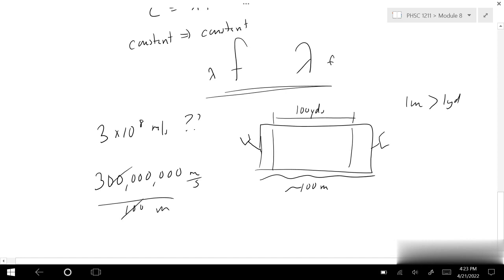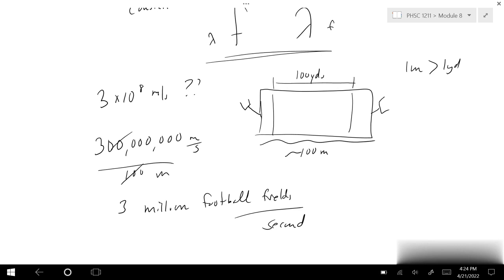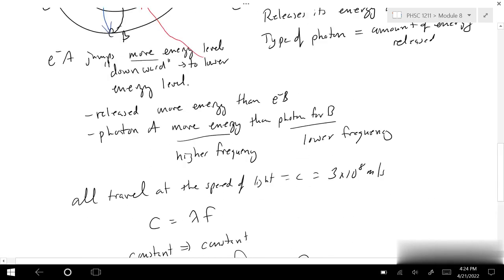If I take this and divide it by 100 meters, get rid of 2 zeros, that is 3 million football fields per second. That is how fast light travels, approximately. I'm estimating it, but I'm trying to help you visualize 3 million football fields per second. The electromagnetic spectrum radiations will change depending on what they're traveling in, but if it's traveling in a vacuum, it should travel at the speed of light.